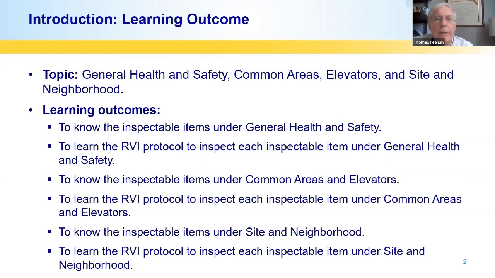In this module, we're going to be discussing the remote video inspection protocol for general health and safety, common areas, elevators, and site and neighborhood. The learning outcome is the following: to know the inspectable items under general health and safety, to learn the RVI protocol to inspect each inspectable item under general health and safety, to know the inspectable items under common areas and elevators, to learn the RVI protocol to inspect each inspectable item under common areas and elevators, to know the inspectable items under site and neighborhood, and lastly, to learn the RVI protocol to inspect each inspectable item under site and neighborhood.